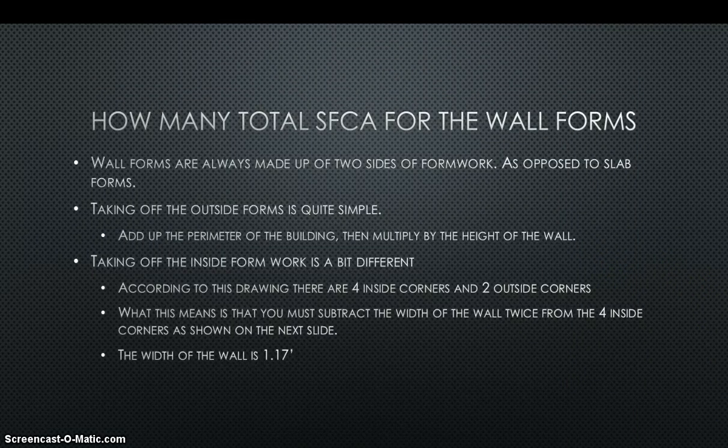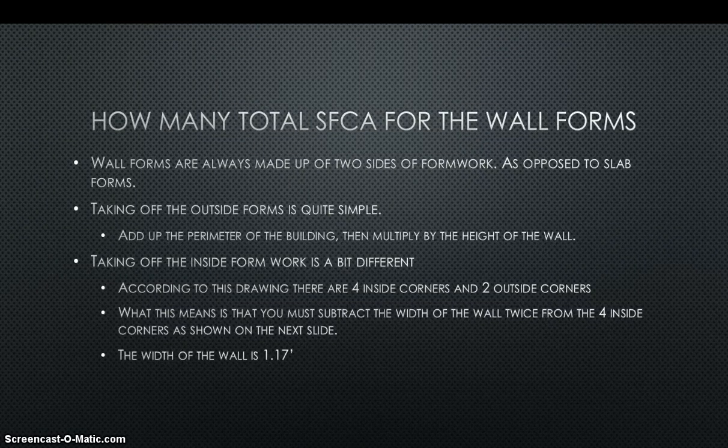So how many total square foot of contact area for the wall forms? The wall forms are always made up of two sides of formwork, as opposed to slab forms, which are only one side. Taking off the outside forms is quite simple, since they're wall forms. The dimensions given will always be the building dimensions. So what we do is just add up the perimeter of the building and then multiply by the height of the wall.